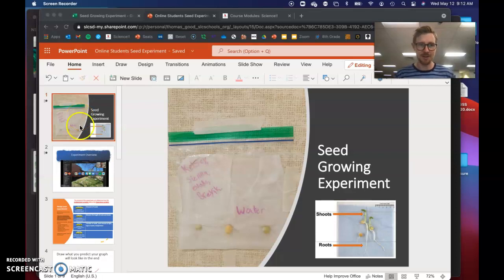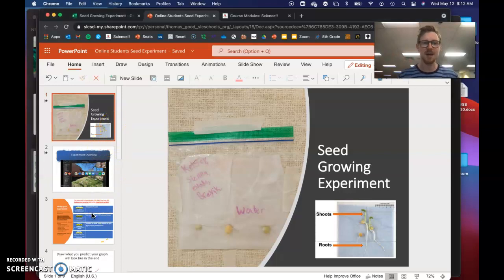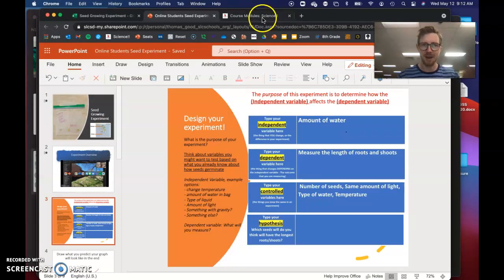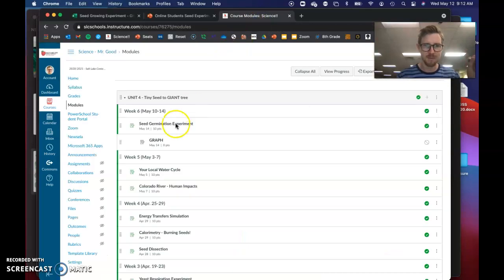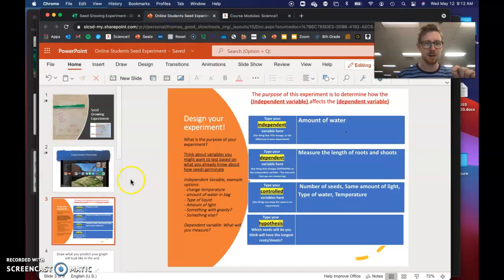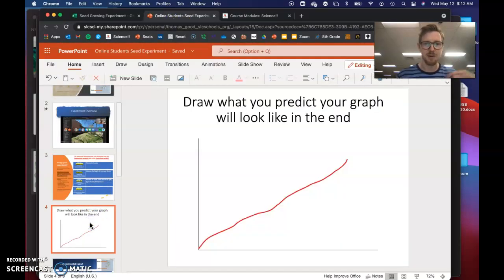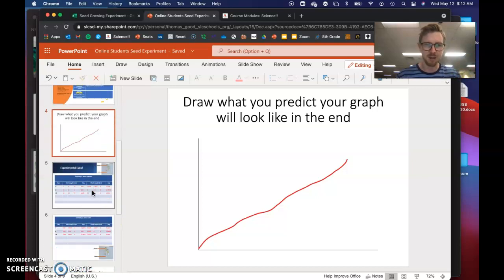So we set up this experiment a few weeks ago. It lasted a couple weeks. You should have already done slide 3. And by the way, we are in this one, seed germination experiment. If you click on modules, I put this in week 6, and then we'll also be taking a look at the graph today. So you should have already done this. You should have already predicted what your end graph would look like.